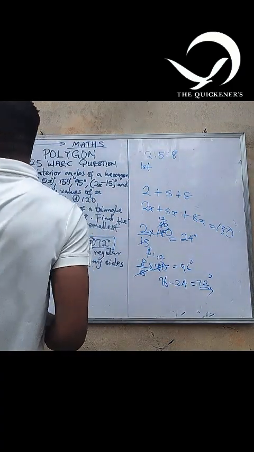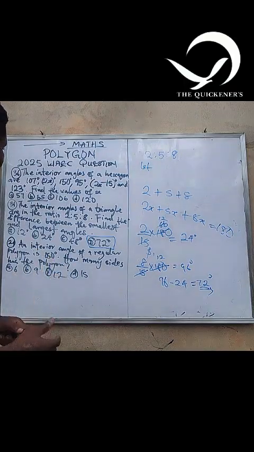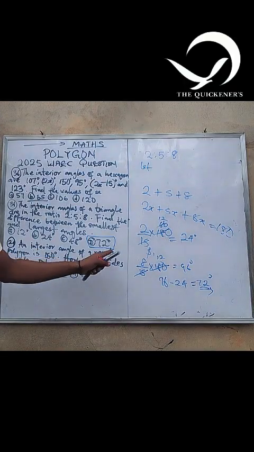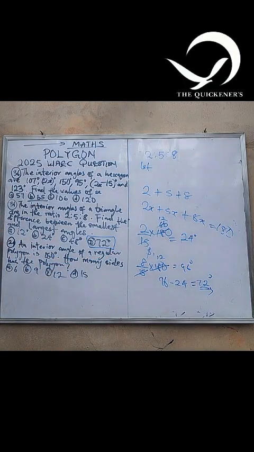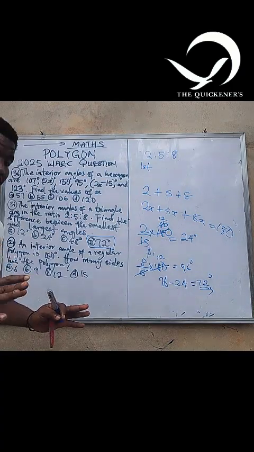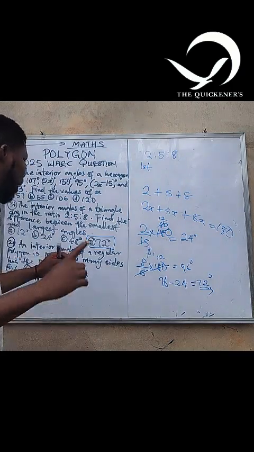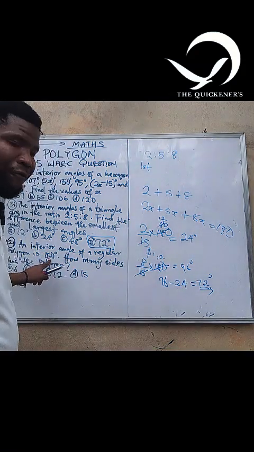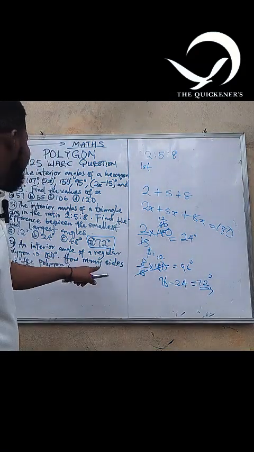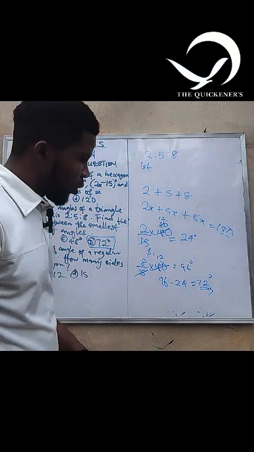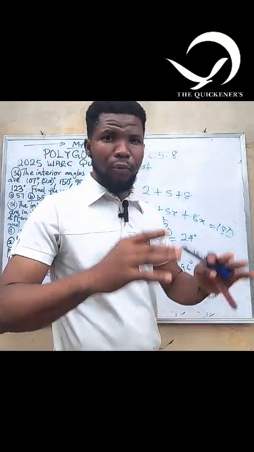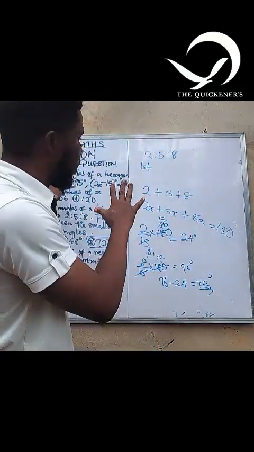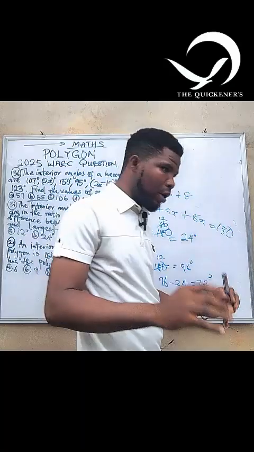Now let's go to the last question. An interior angle of a regular polygon is 150 degrees. This is a regular polygon now. So one interior angle, just one interior angle, is 150 degrees. How many sides has the polygon? I believe I've solved this question before, but I want to solve it because of this topic so that we can now understand it. Let's solve it quickly.